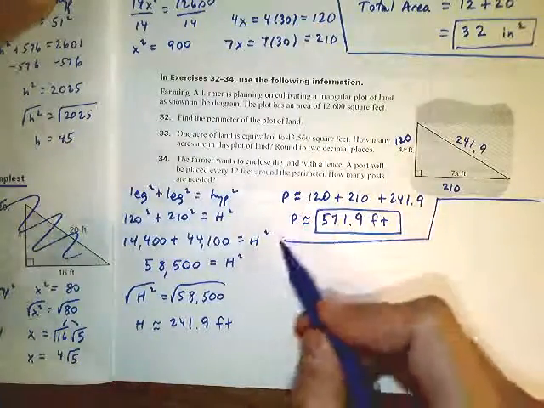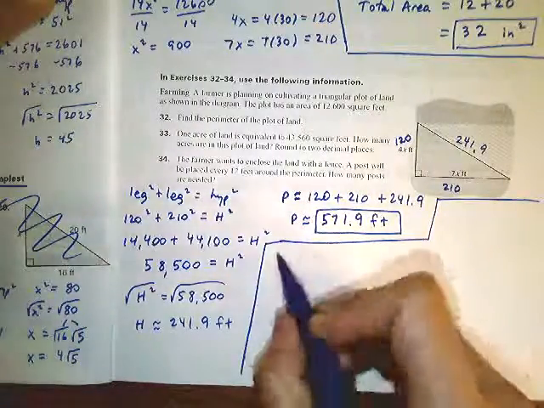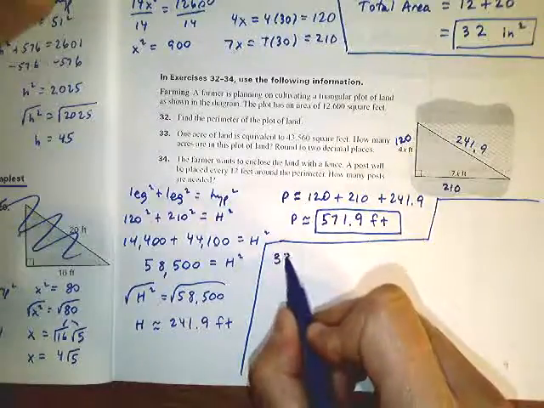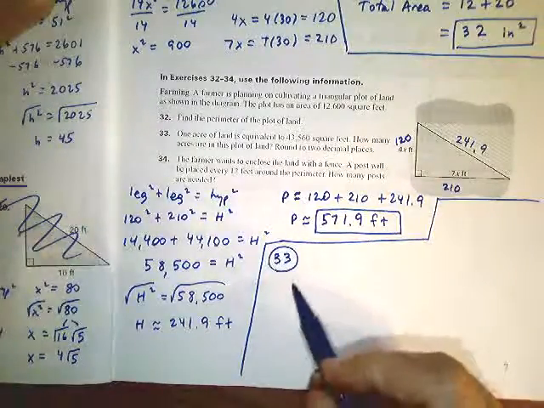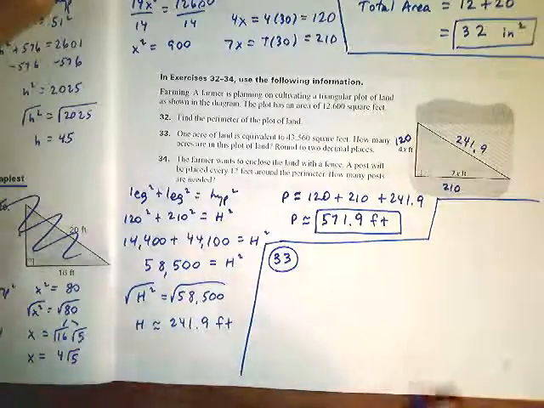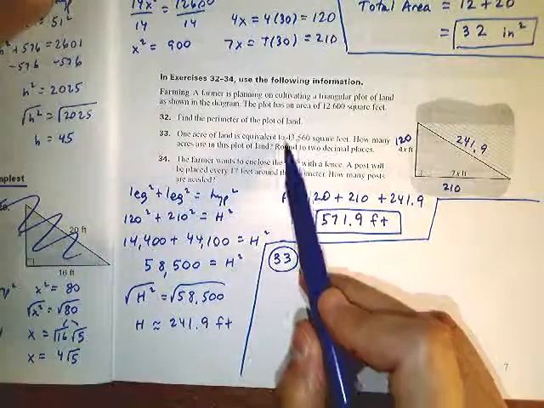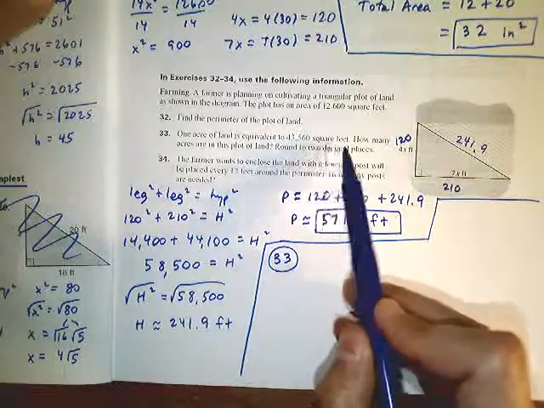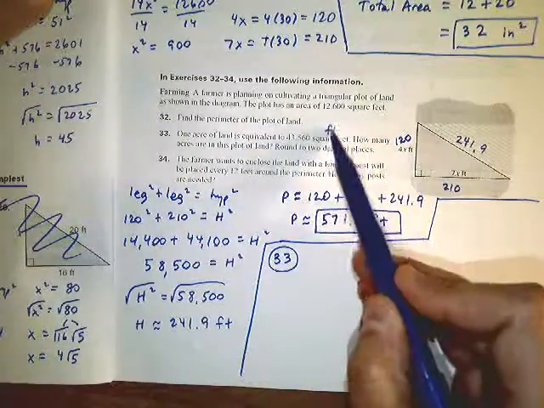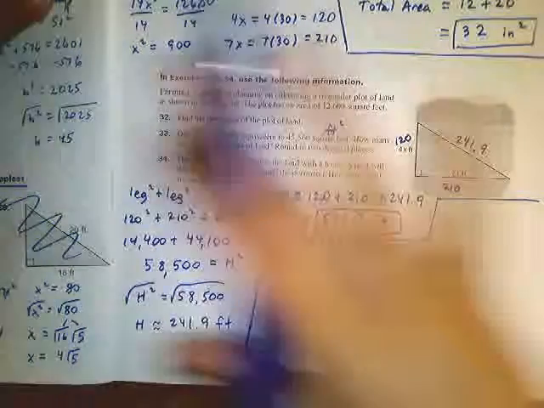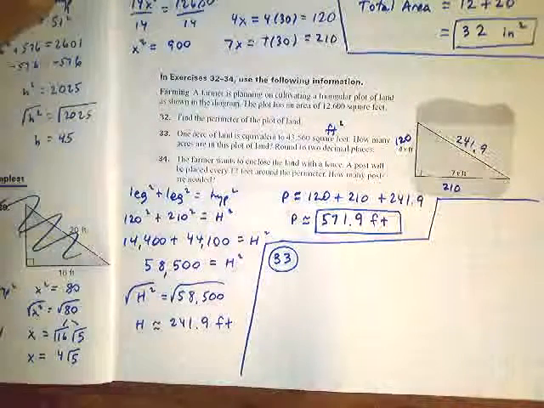Question number 33 asks us something very different. It defines an acre, an amount of area, as 43,560 square feet. Remember, square feet is not regular feet. It's a measure of surface amount.